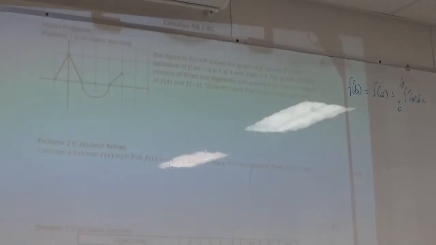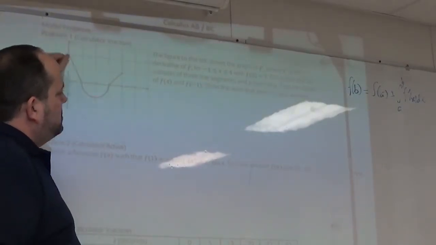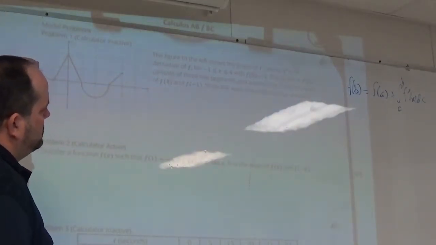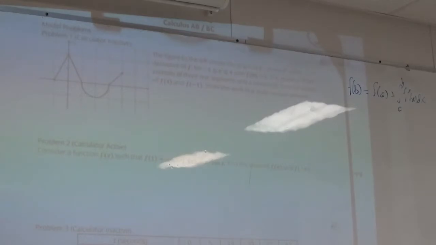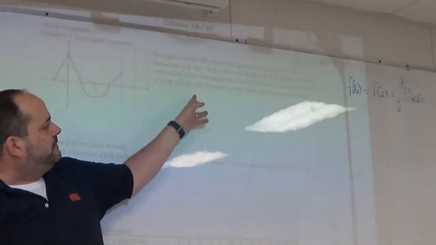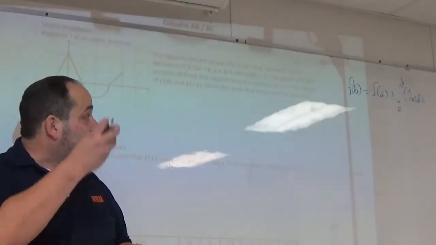So let's look at this first example. The figure to the left shows the graph of f prime, where f prime is the derivative of f, on the interval -1 to 4. f of 0 is equal to 1. The graph of f prime consists of 3 line segments and a semicircle. Find the values of f of 4 and f of -1. Show the work that leads to your answers.